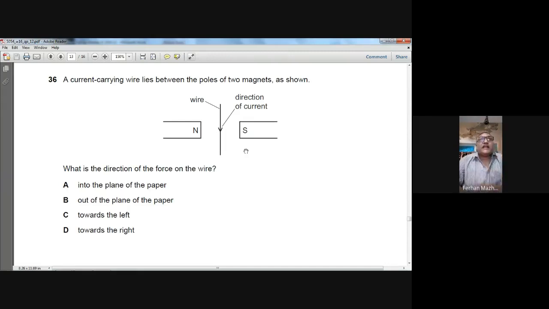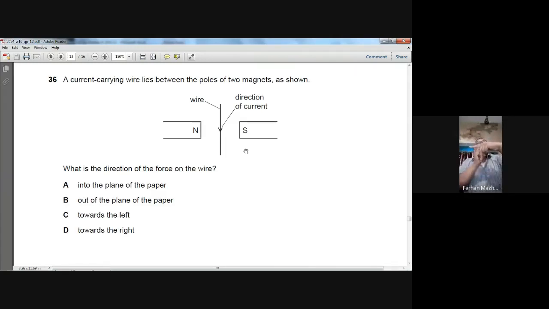A current carrying wire lies between the north poles of the magnets as shown. This is the left hand rule. You stretch the thumb, index finger, and middle finger of your left hand. FMC: Force, magnetic field, and current. The current is going downward. The magnetic field is from north to south.